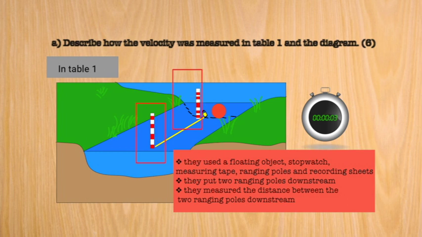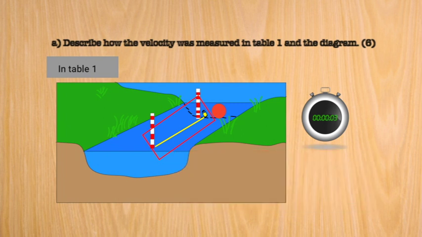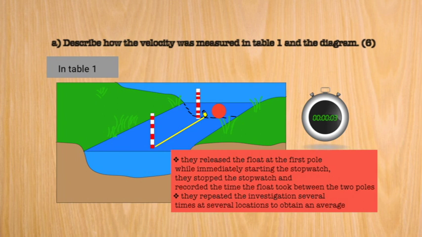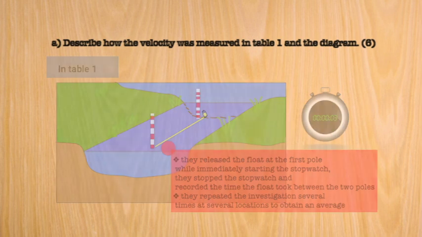They put 2 ranging poles downstream. They measured the distance between the 2 ranging poles downstream. They released the float at the first pole while immediately starting the stopwatch. They stopped the stopwatch and recorded the time the float took between the 2 poles. They repeated the investigation several times at several locations to obtain an average.